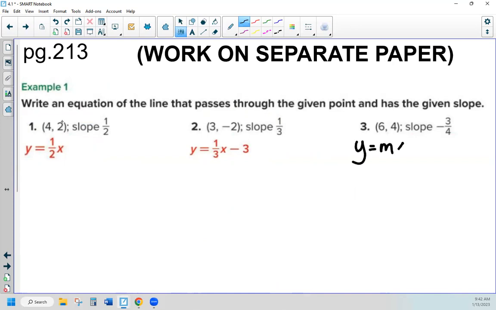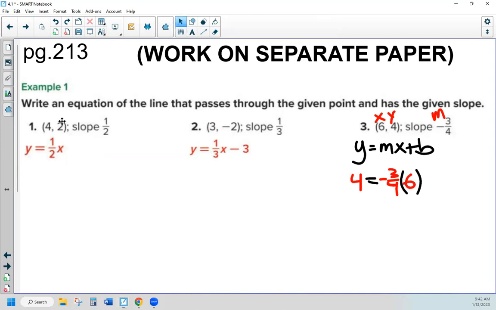Y equals mx plus b. We have x, y, and slope right here. Let's go ahead and say what our y is, which is 4. Change color. A slope of -3/4. Be careful, that's a negative fraction multiplied by the x value of 6. And then we're looking for b, our y-intercept.